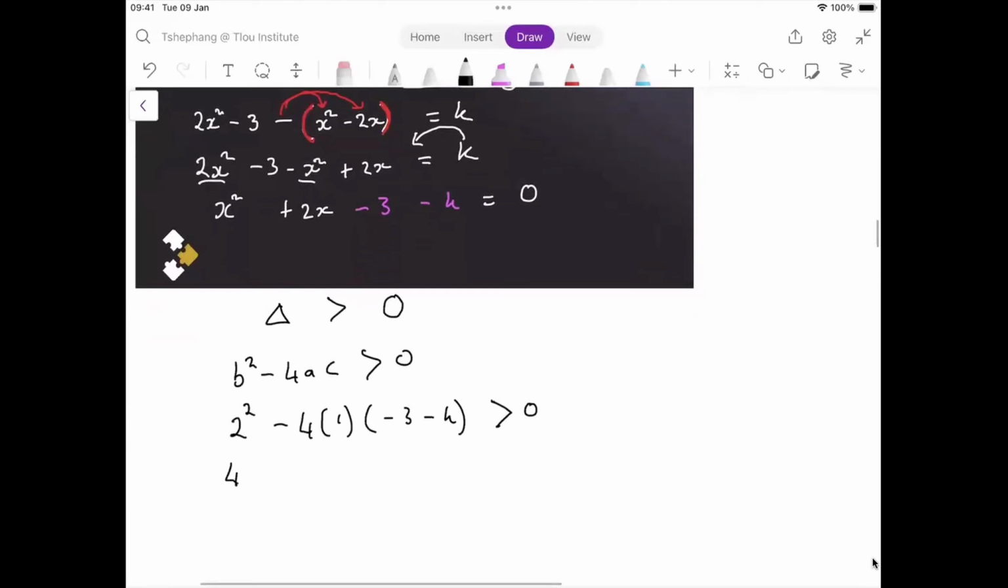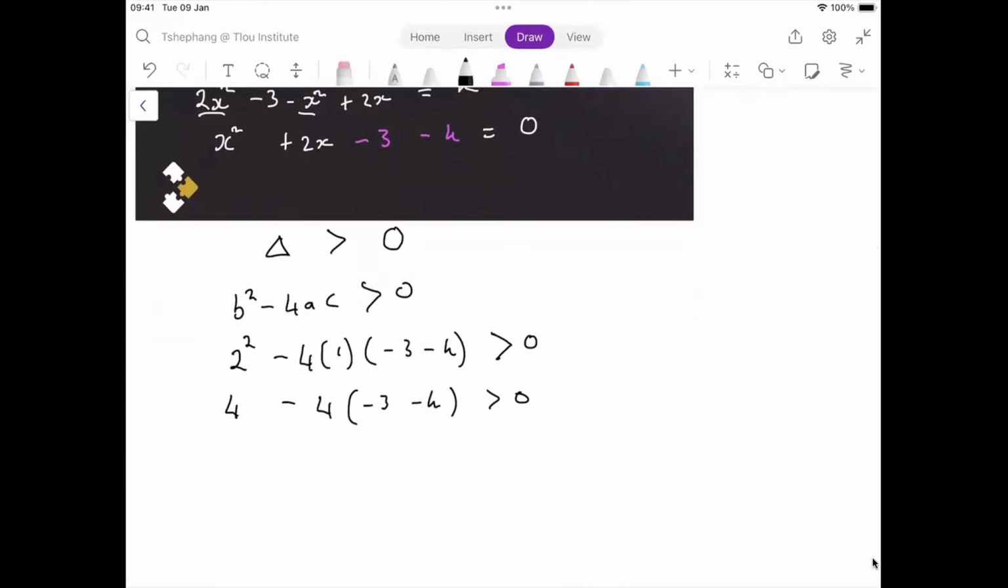Then we're going to have 4 minus 4 times 1 is just 4, into what? Into negative 3 minus k greater than 0. I don't want to skip any steps. Now negative 4 multiplied by negative 3, that's going to be positive 12. Negative 4 multiplied by negative k, that will be positive 4k greater than 0.